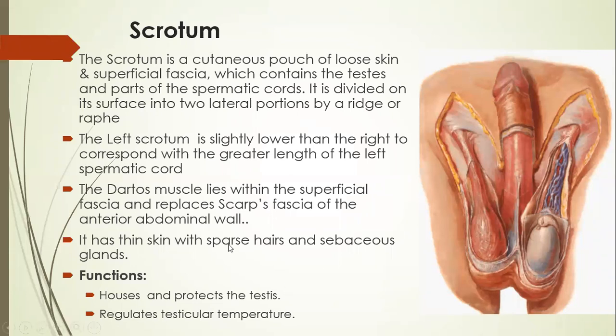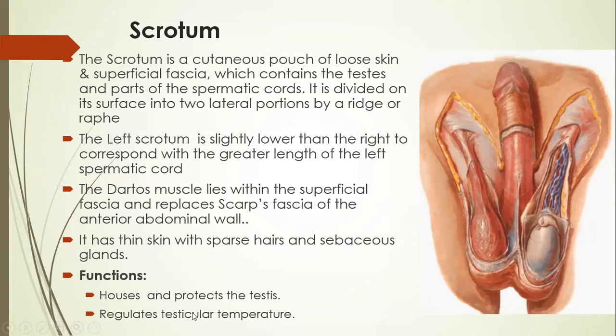It has a thin skin with sparse hairs and sebaceous glands. So the skin here for the scrotum will be thin, and it will contain some hairs as well as the sebaceous glands. So what are the main functions of the scrotum? One is that it houses and protects the testis. It will keep the testis in its pouches, and it will somewhat protect the testis.